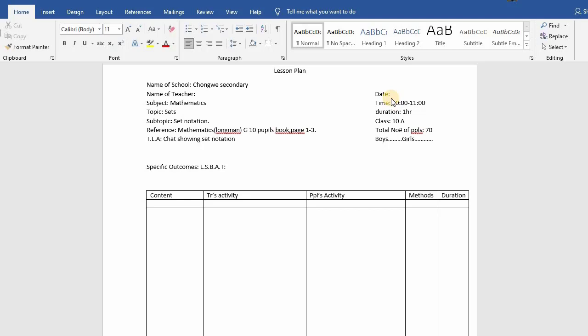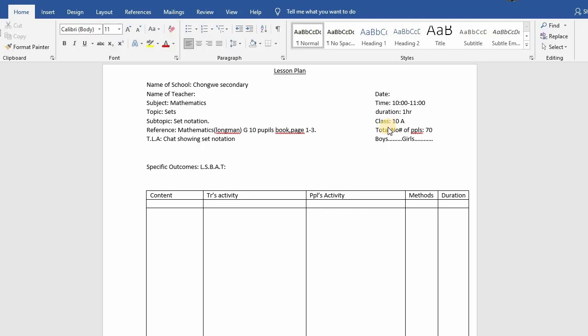And then for you to know how long your lesson will last, or the time, you will need to check on the master timetable, so that you check what time you go to your class. So if for instance you go to your class at 10 hours and then you leave your class at 11 hours, you're supposed to indicate time here, then you write 10 hours to 11 hours. And then the duration is how long you take in your class. So if you take 2 hours, on the duration you write 2 hours. If it is 1 hour, you indicate 1 hour. So in this case I've indicated 1 hour because it is from 10 hours to 11 hours.